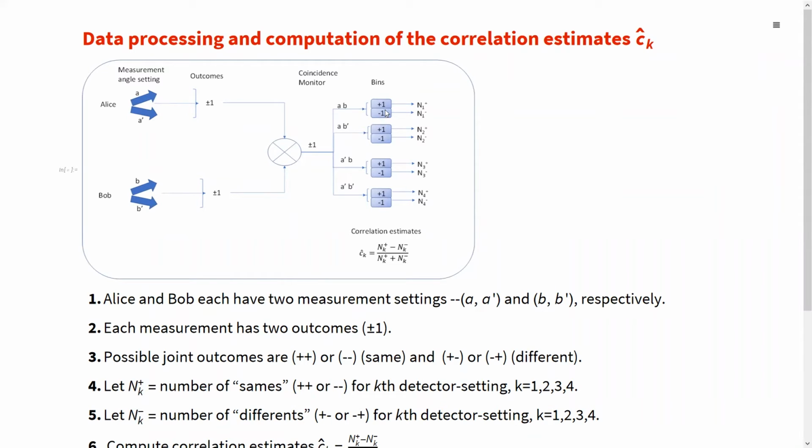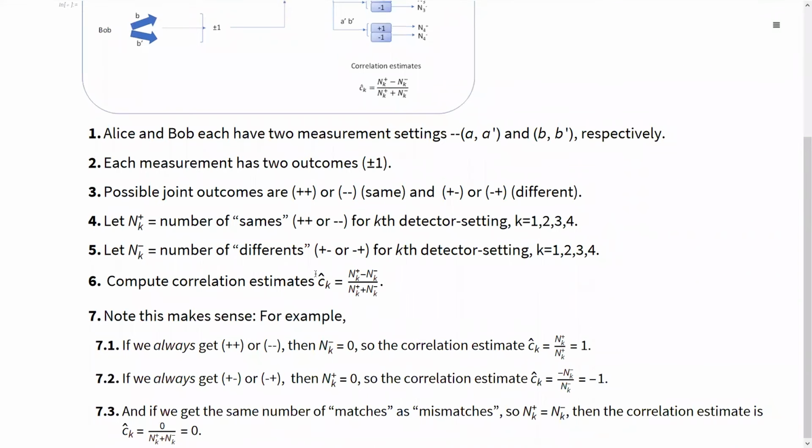And then they're categorized by bin, 4 bins, 1 bin for each measurement combination. Alice has 2, Bob has 2, so altogether they have 4. So there's 4 bins. Then you compute a correlation for each bin. This is what this is right here. It's the number of positives minus the number of negatives over the sum of the two. And notice that makes sense.